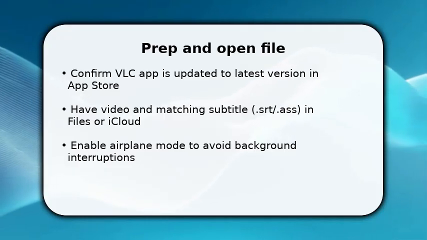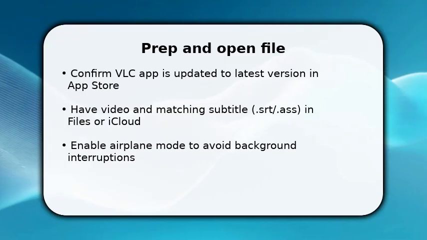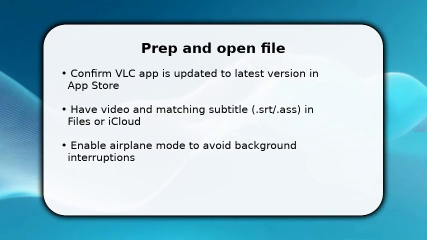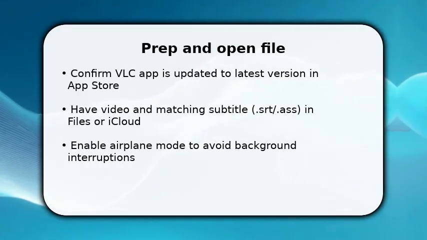You start by opening VLC and loading the video plus its subtitle file. You need both available locally so VLC can sync them. Once done, tap the screen, choose the subtitle menu, and select the external SRT or ASS file. This attaches text to playback.